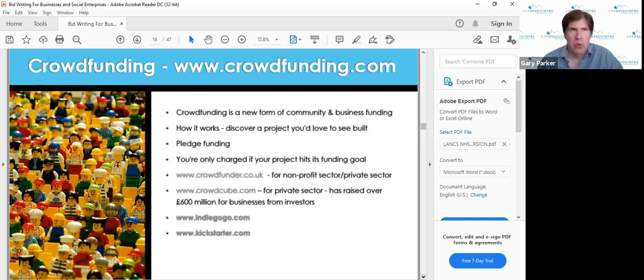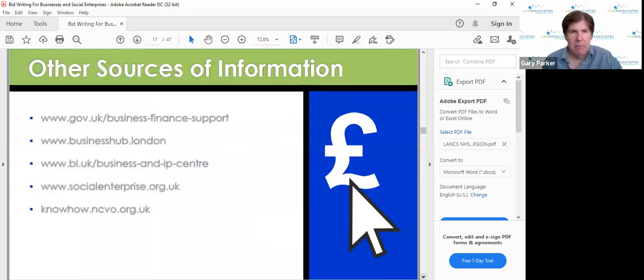And the more successful non-profit making organizations that do this get their social media and other promotional activities prepared well in advance of it actually going on the crowdfunding platform. But again, if anybody wants to know more about that, I can talk to them offline about it. So we'll move on. Here are some other sources of support.